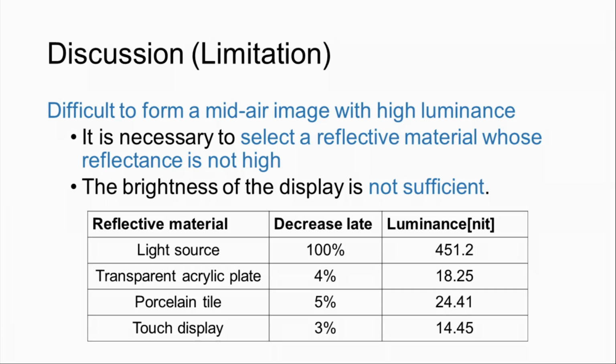The limitation of our system is brightness. It is impossible to form a mid-air image with high luminance with this system. There are two reasons. First, it is necessary to select reflective materials whose reflectance is not high. The second reason is that the brightness of the display is not sufficient.